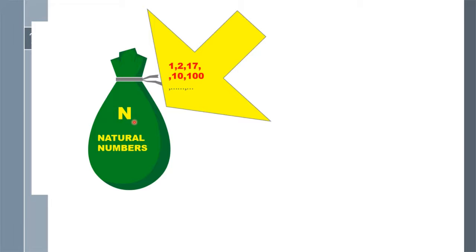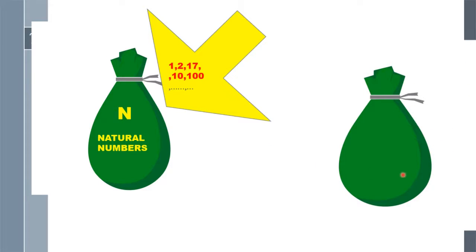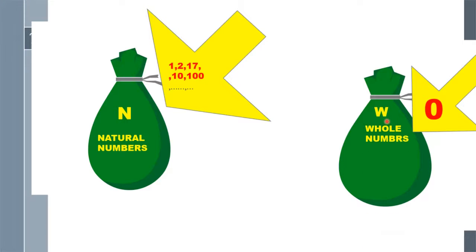Now there is another bag full of certain numbers. Yes, here it arrives. This bag has one number more than the numbers which you are seeing in the natural numbers, and that one more number is 0. So this bag contains whole numbers. It's denoted by the symbol W.